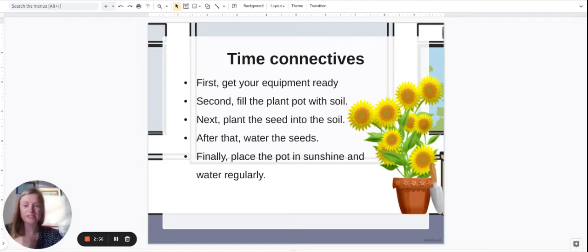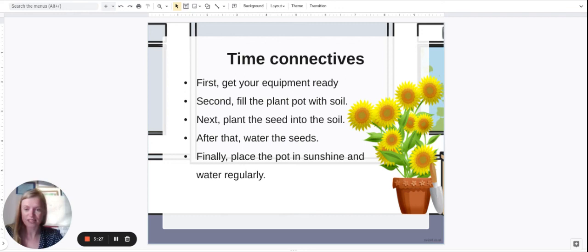So if I was reading these instructions out loud, I'd say, first, get your equipment ready. Second, fill the plant pot with soil. Next, plant the seed into the soil. After that, water the seeds. Finally, place the pot in sunshine and water regularly. So that is my example of using time connectives in sentences and in instructions.